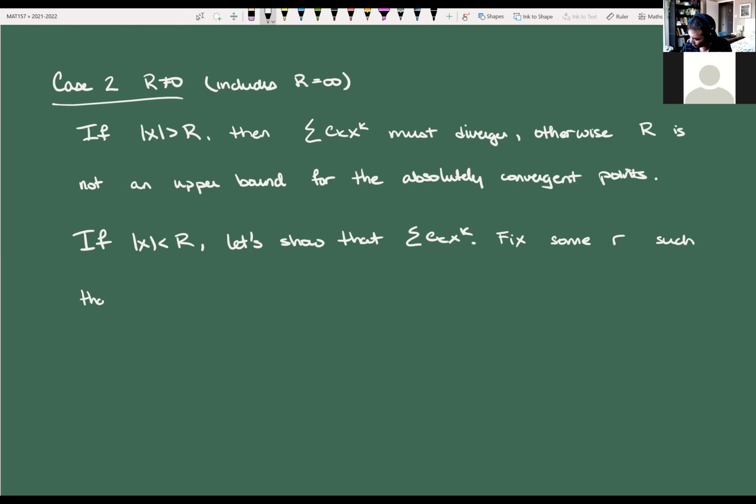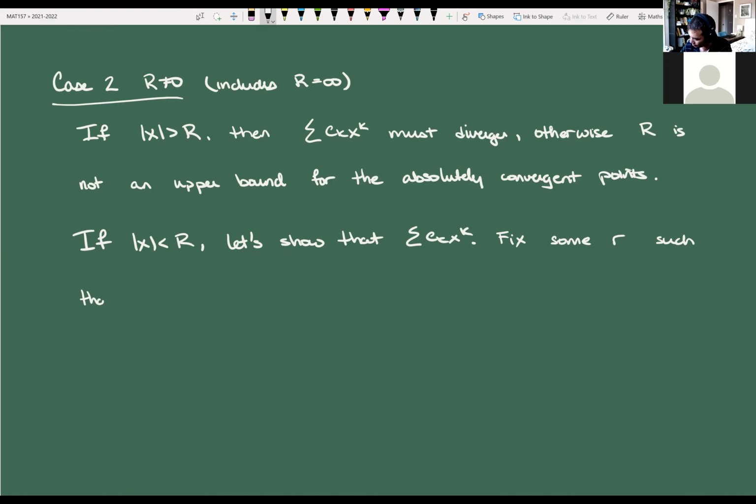Now, let's compare to a geometric series. The way we're going to do this is as follows. Let's write the absolute value of c_k x^k. Since we're converging absolutely, I have to put the absolute values around everything. I'm going to put r^k here, and then multiply and divide, writing x^k over r^k, like so.